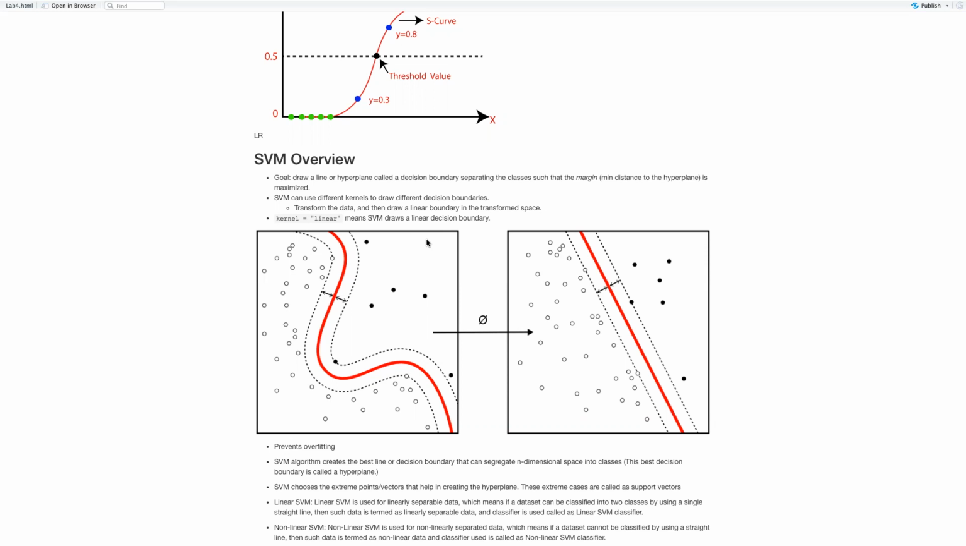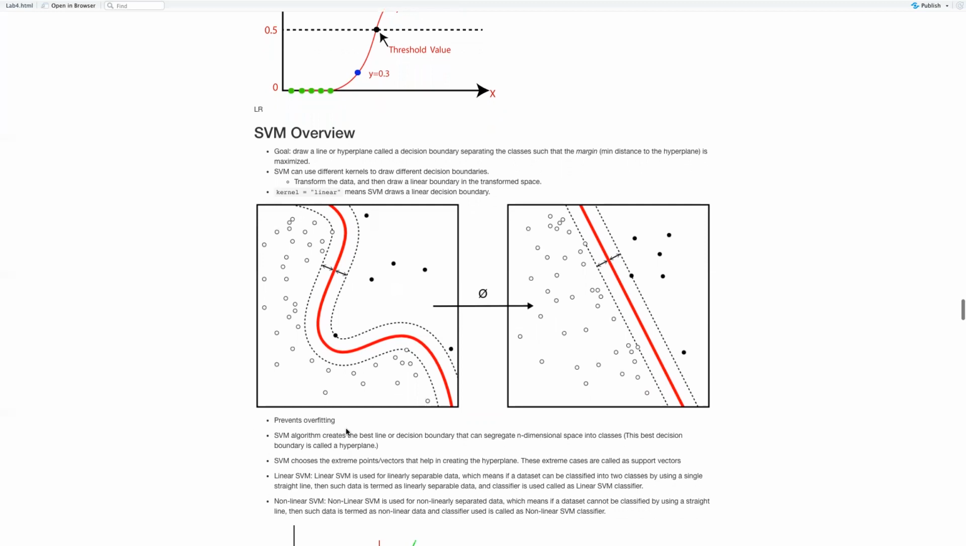This best decision boundary is also called a hyperplane. SVM chooses the extreme points that help in creating the hyperplane. These extreme cases are called support vectors. For example, if we see it from this graph, we can see this is the hyperplane, and these are the support vectors.